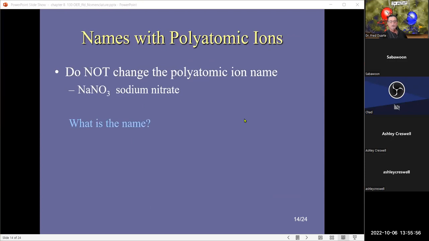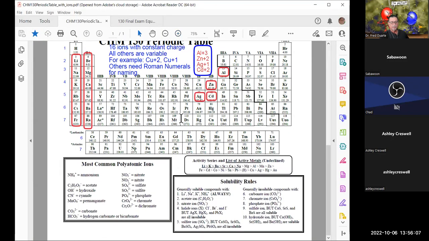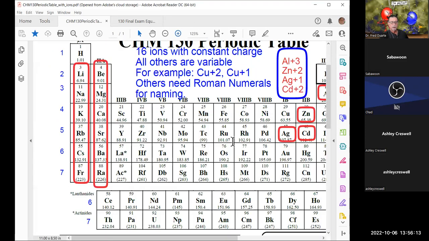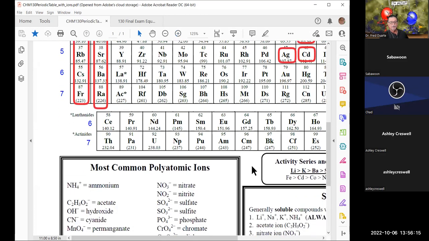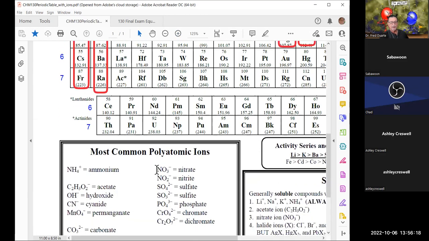Now, with respect to polyatomic ions, the name doesn't change, okay? So be familiar with the polyatomic ions. They're over here in the bottom left. They have their own specific name that doesn't change. So NO3, I've seen this a few times. NO3 negative is nitrate. It is not nitrogen trioxide, okay?